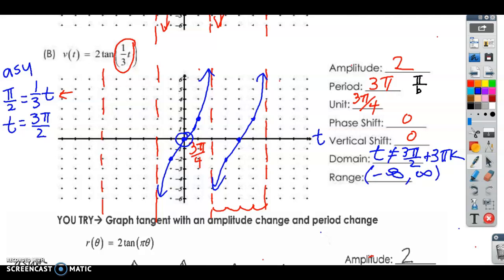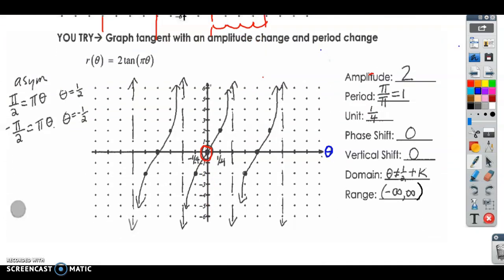All right. Try the U-try. Let me show you the answer. Here it is. Again, no phase shift, no vertical shift. For the domain, I just picked my first asymptote. So theta can't be 1/2 plus the period, which is 1 times k. So it's plus k.